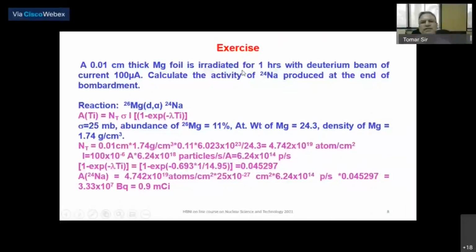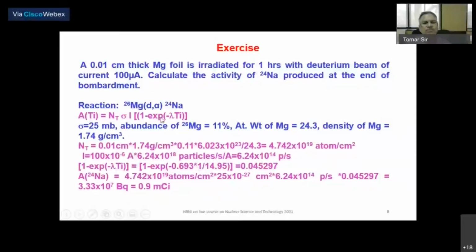This is a typical experiment in a cyclotron where you want to produce the radioisotope of interest. Now the reaction is 26Mg(d,alpha)24Na, and you want to know how much sodium-24 will be produced using a 100 microampere deuteron beam for 1 hour when you irradiate 0.01 centimeter thick magnesium foil.